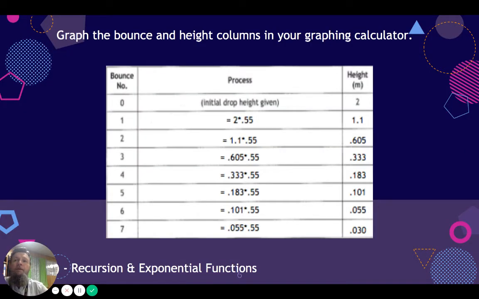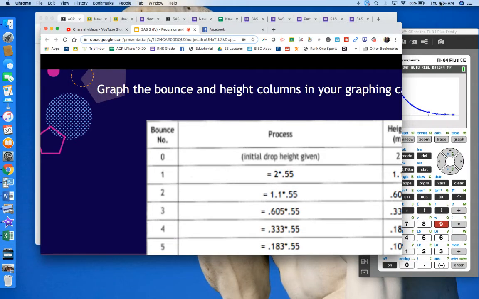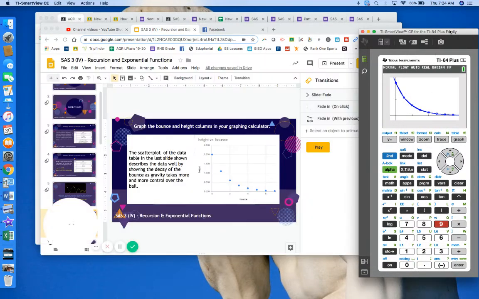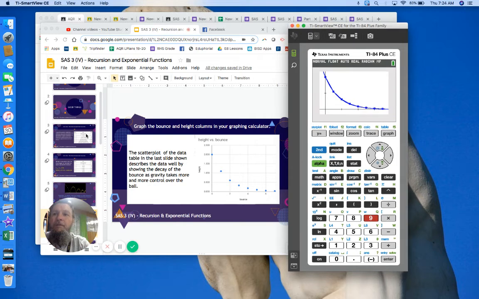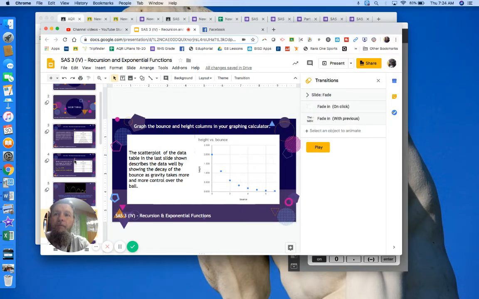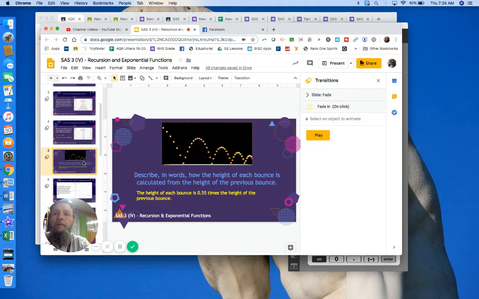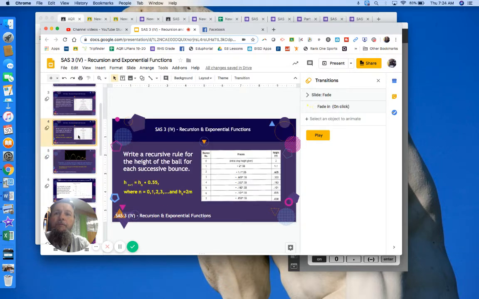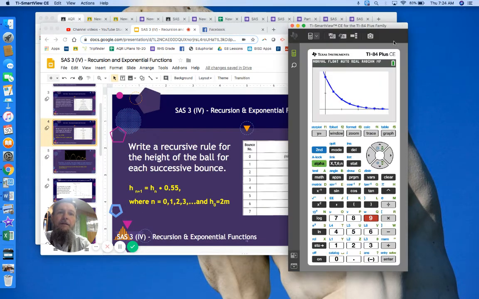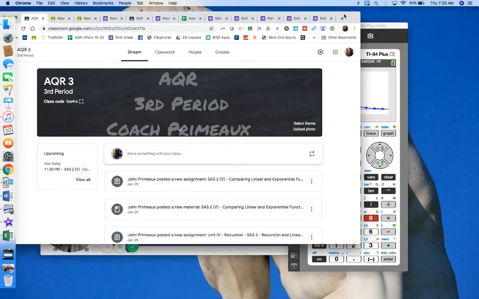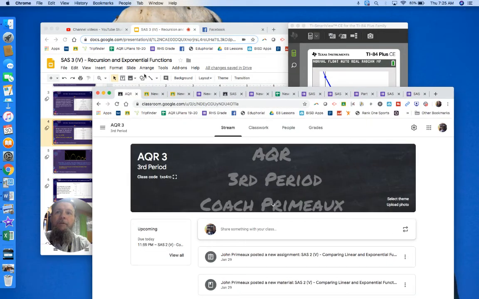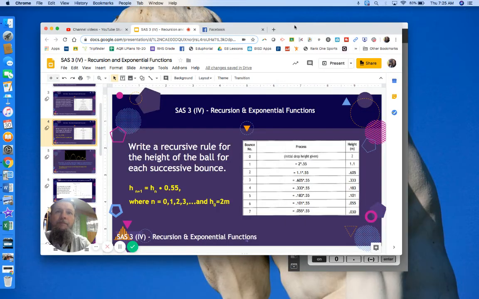So we're going to graph the bounce and height columns in a graphing calculator. So let's go ahead and do that. I think I've already put it in here. So what we do is we take these values here, move up. There we go. I don't know if you can see that. Let's get rid of this transitions line. Okay, that's not the one I'm looking for. Let me get rid of this real quick. There's my big old mug. Move this over a little bit.